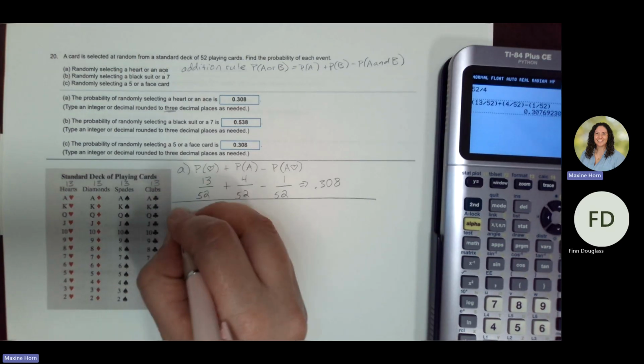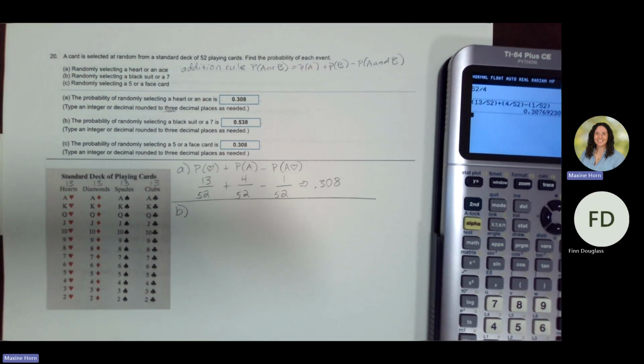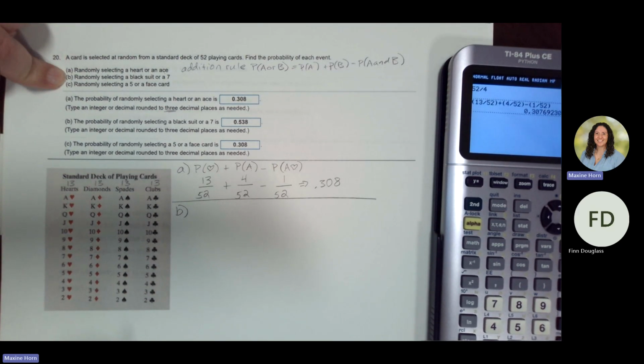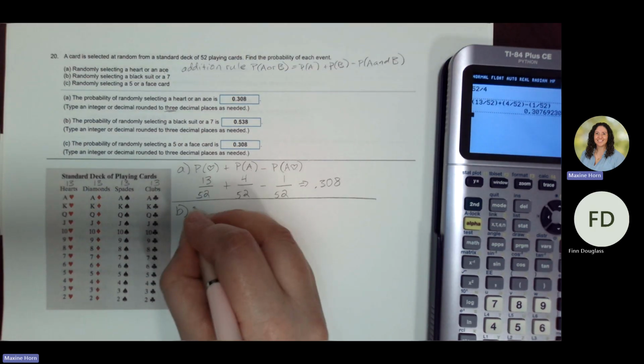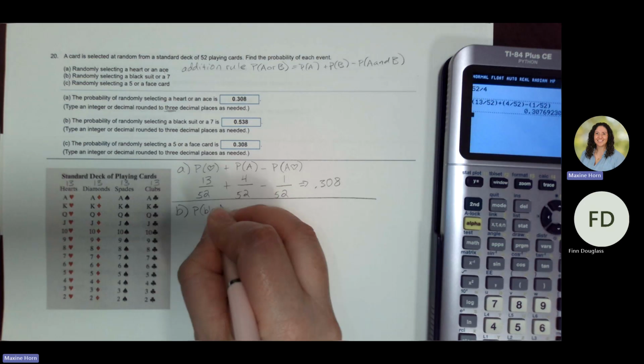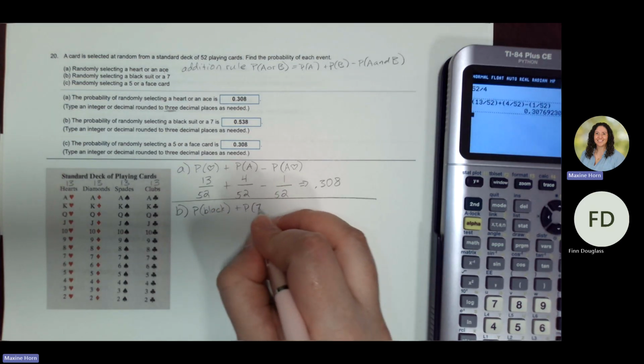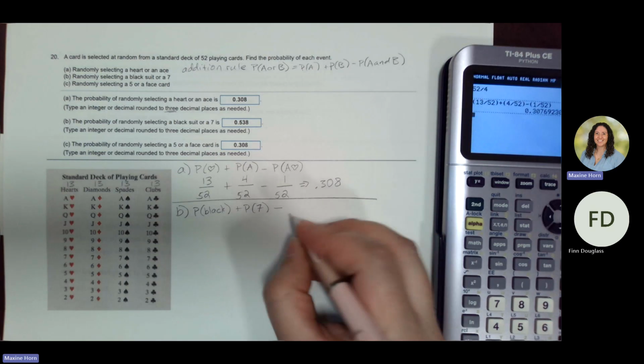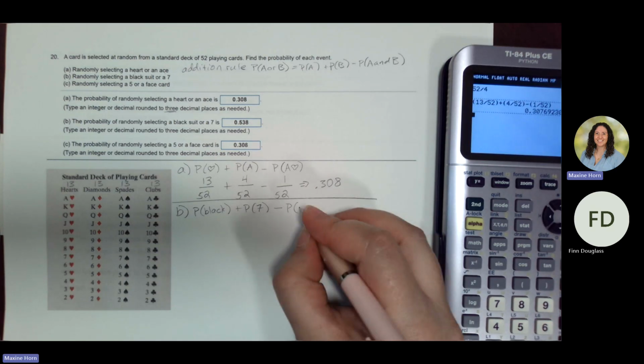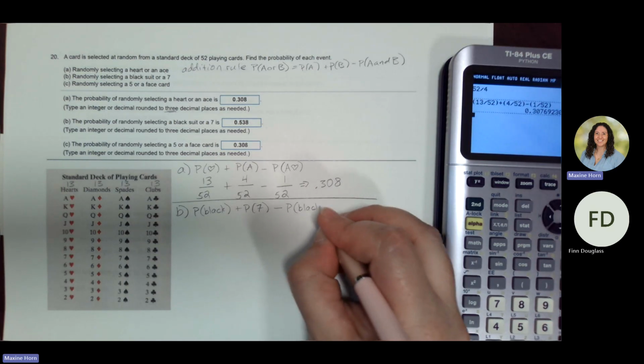So now let's take a look at part B. Part B says randomly selecting a black suit or a 7. So that's going to be the probability of selecting a black suit plus the probability of selecting a 7 minus their overlap, the probability of selecting a black 7.